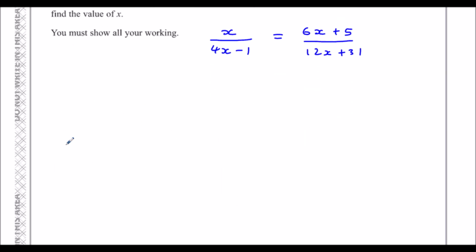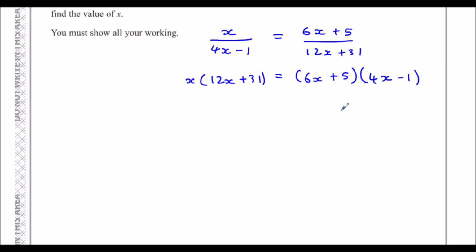So we're just going to solve now. So I'm going to get rid of my fractions. To get rid of divide by 4x minus 1, I'm going to multiply both sides by 4x minus 1. And to get rid of 12x plus 31, it's divided at the moment as well, so I'm going to times both sides by 12x plus 31. So that will give me x times 12x plus 31 equals 6x plus 5 times 4x minus 1.